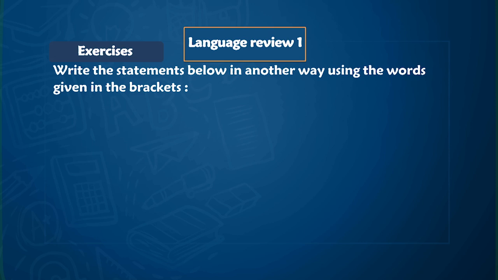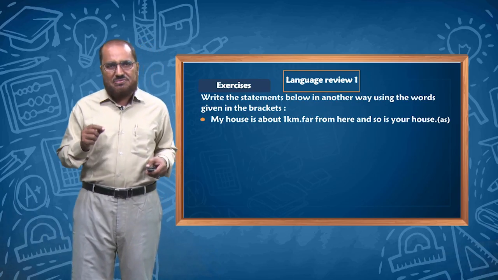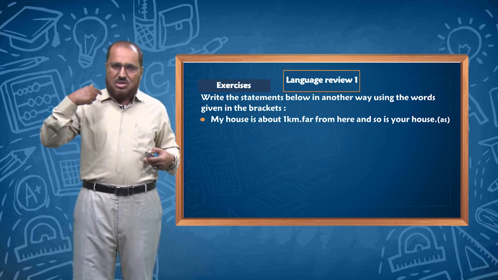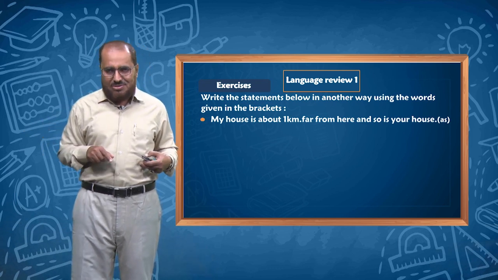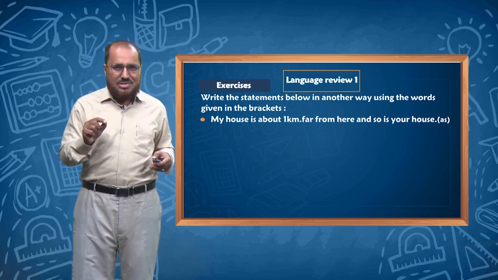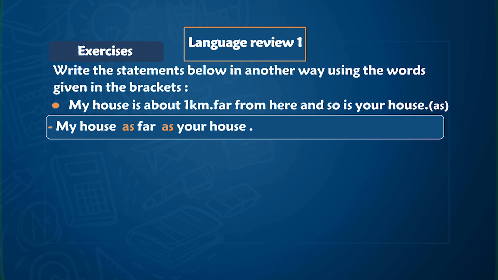Write the statements below in another way using the words given in the brackets. My house is about 1 kilometer far from here, and so is your house. That means my house is about 1 kilometer far from here, and your house is about 1 kilometer far from here. Okay, use as. Let's check. My house is as far from here as your house. That's good.